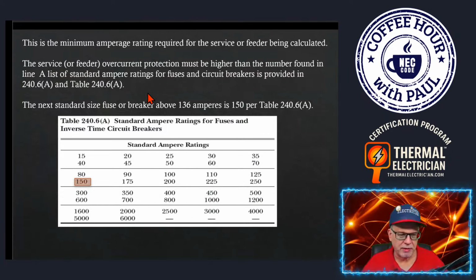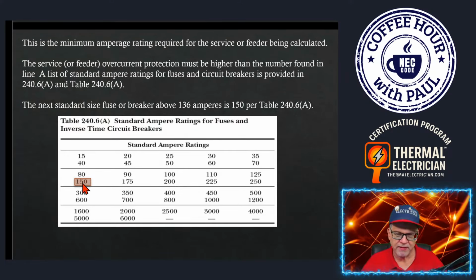So in our example, it was 136, right? So 136 does not correspond in 240.6(A) to the standard overcurrent protective devices. Doesn't correspond. So when you go here and you look and you say, well, I got 125. That ain't going to work. So you go to the next standard size, 150. So our service rating is going to be a 150. Okay. Now, let's get into this here.